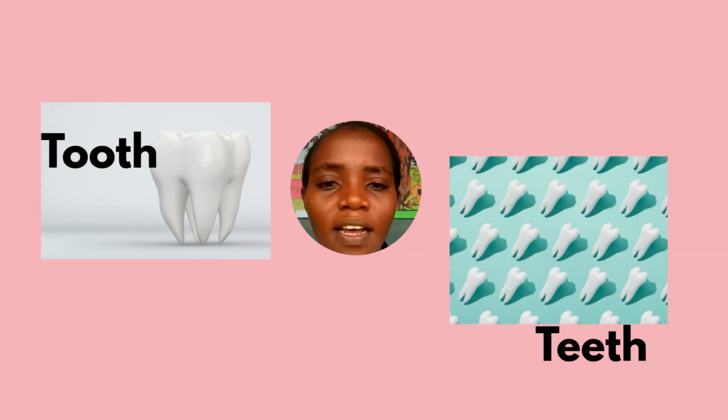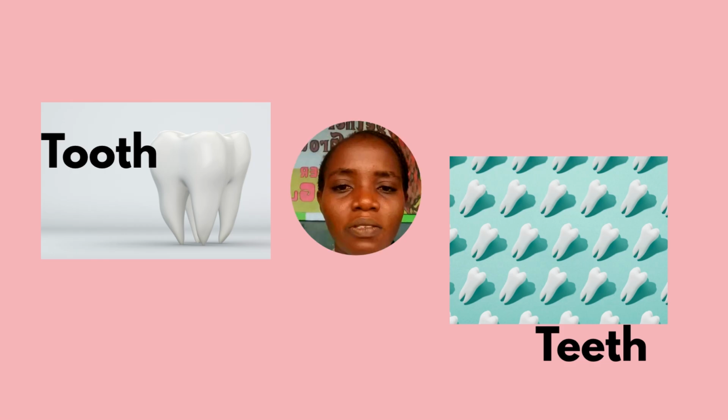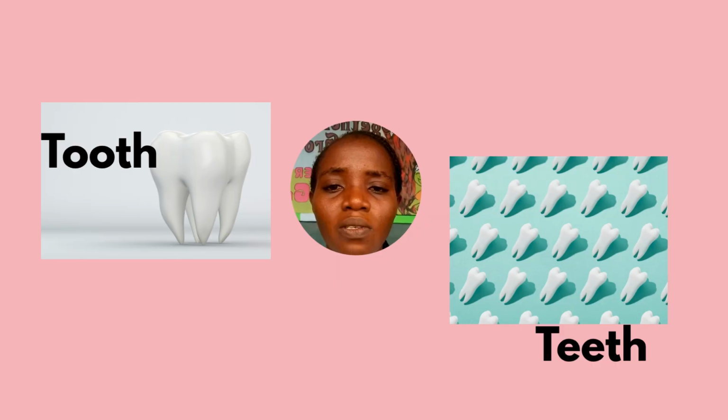The first word that has letter oo occurring side by side is tooth. Tooth. One of your teeth is called a tooth. And to form the plural of tooth, change oo to ee, and that is teeth. Therefore, the plural of tooth is teeth. One of your teeth is a tooth, and two or more are referred to as teeth.